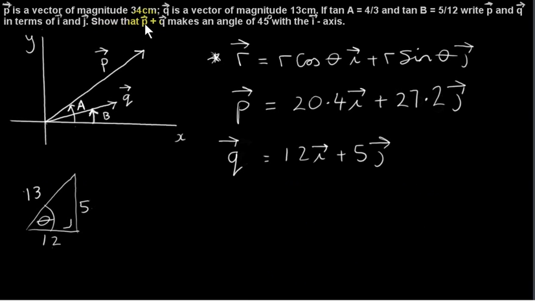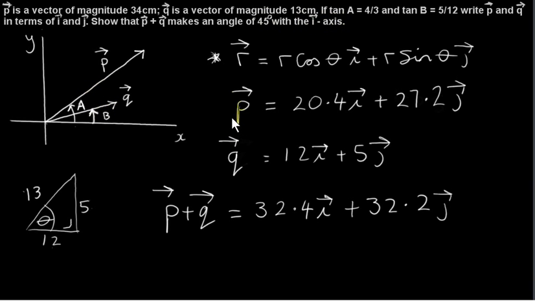Next, we want to show that vector P plus Q makes an angle of 45 degrees with the i-axis. When they say 45 degrees with the i-axis, it means 45 degrees with the positive i-axis, presumably. First, we get vector P plus Q. Well, that's straightforward. We add these two vectors. We just add the i components. 20.4 plus 12 is 32.4. 27.2 plus 5 is 32.2.